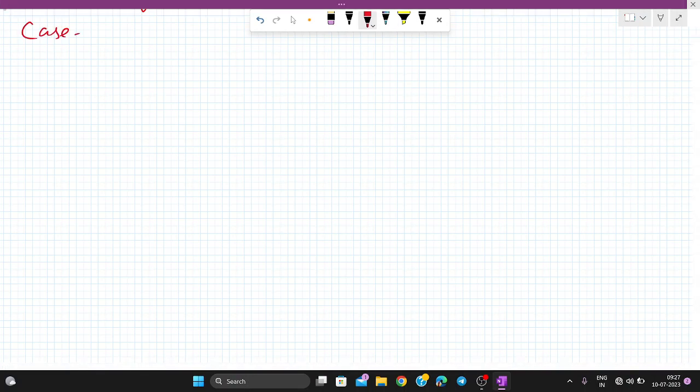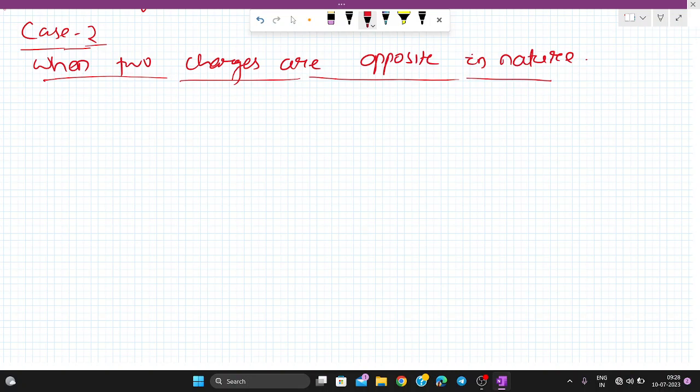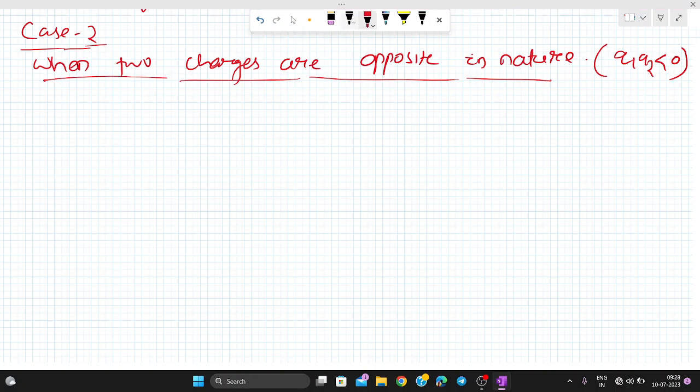So in case 2, in the first case I discussed when the charges are similar in nature. In case 2, I will take the case when two charges are opposite in nature. What happens when two charges are opposite in nature? Let us see. Opposite in nature, so we can write it as q1 q2 is less than 0, isn't it?